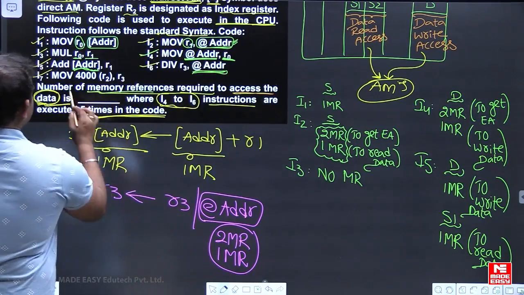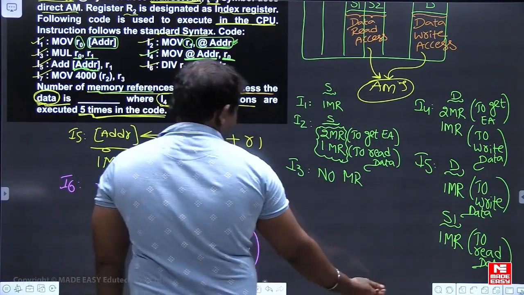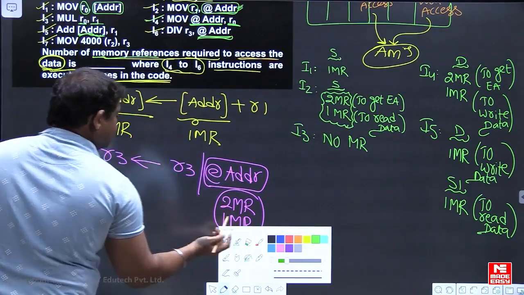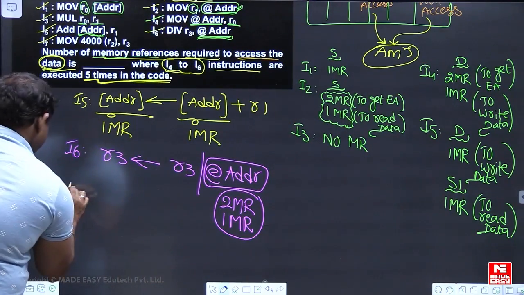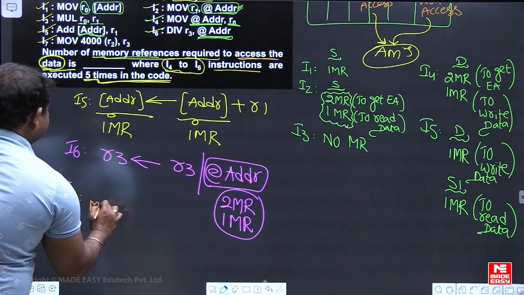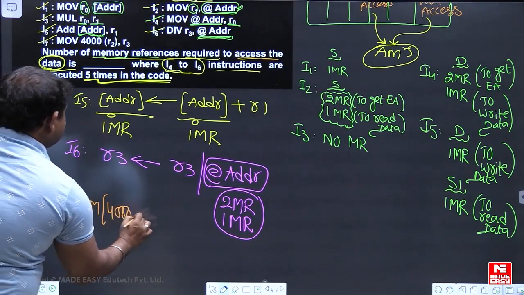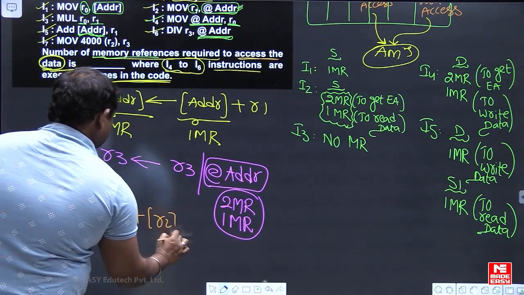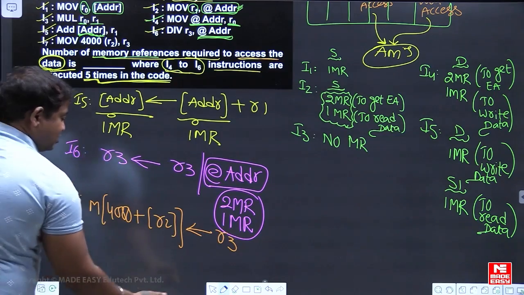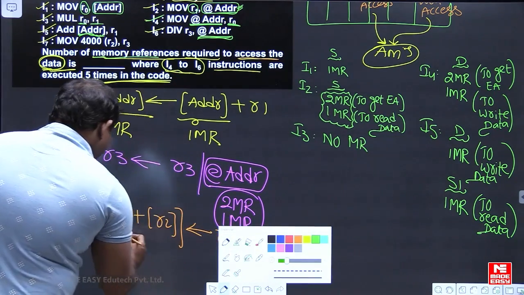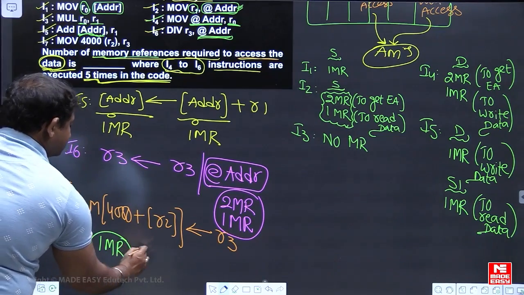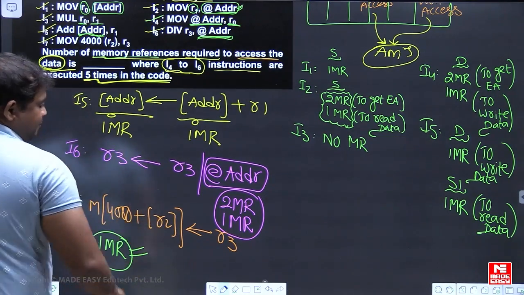Then I7. I7 is the move instruction with index addressing mode because R2 is the index register. So here I7 is like this: M of 4000 plus R2 is updated with R3. So how many memory references? Only 1 MR. We are counting only memory references: 1 RR, 1 ALU, 1 MR.